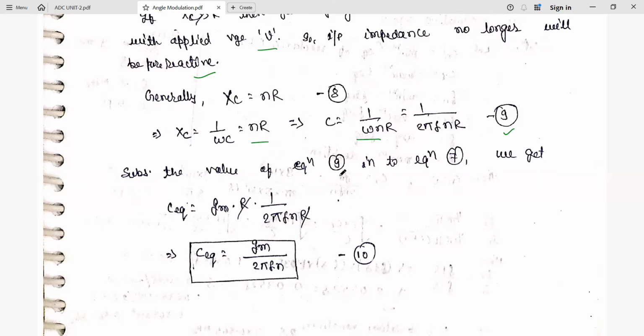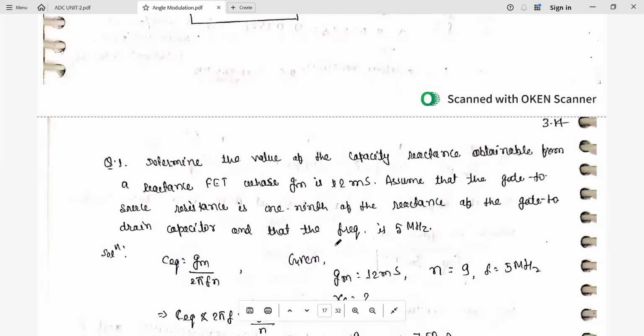Now substitute the value of equation 9 into equation 7. So there we have Gm into R into C. The C value is substituted from equation 9. So finally we have Gm R by 2 pi F N R. So this R gets cancelled, and we have Gm by 2 pi F N. This is equation number 10, the C equivalent new expression.